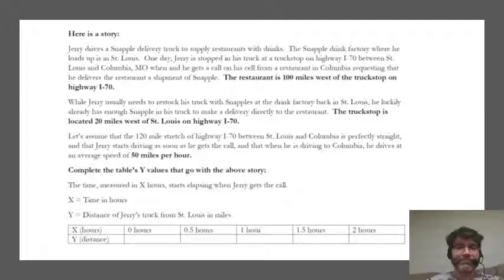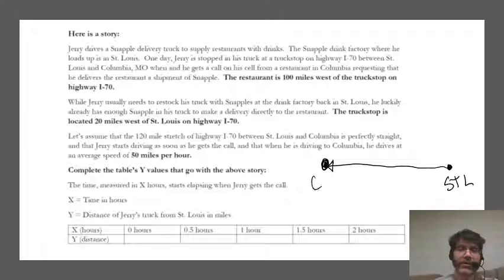So let's draw just a little bit of a picture. Okay, so let's say that this is St. Louis, STL. Okay, and then I-70 is a highway, drawn by this line, and we're going to draw it west this way until we get to Columbia, and so we'll call this Columbia. So that's Columbia and that's STL, St. Louis. And the restaurant is 100 miles west of the truck stop. Now we have a truck stop involved, so let's just figure out where the truck stop is.